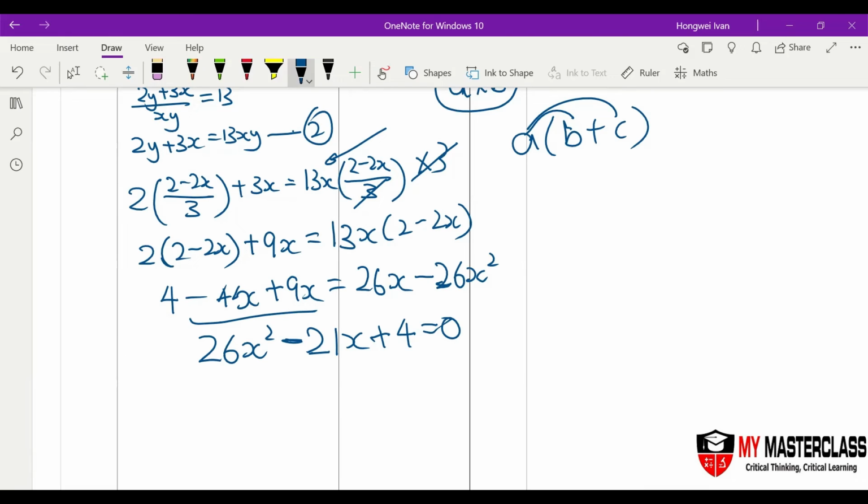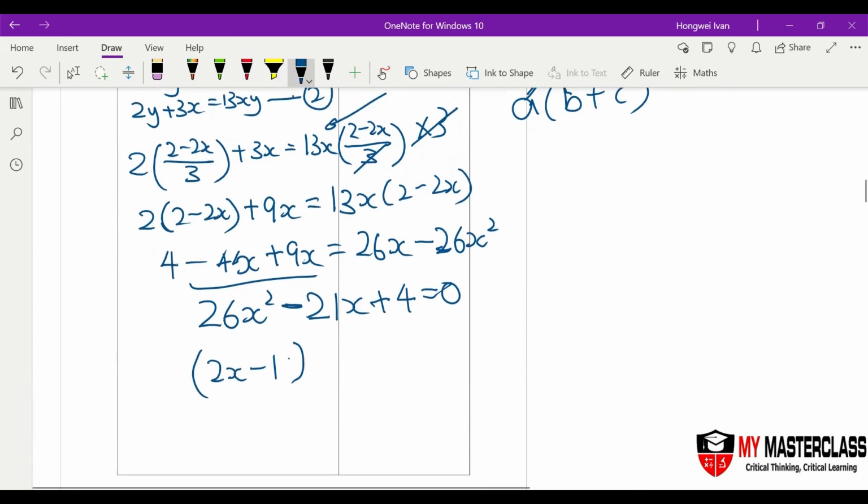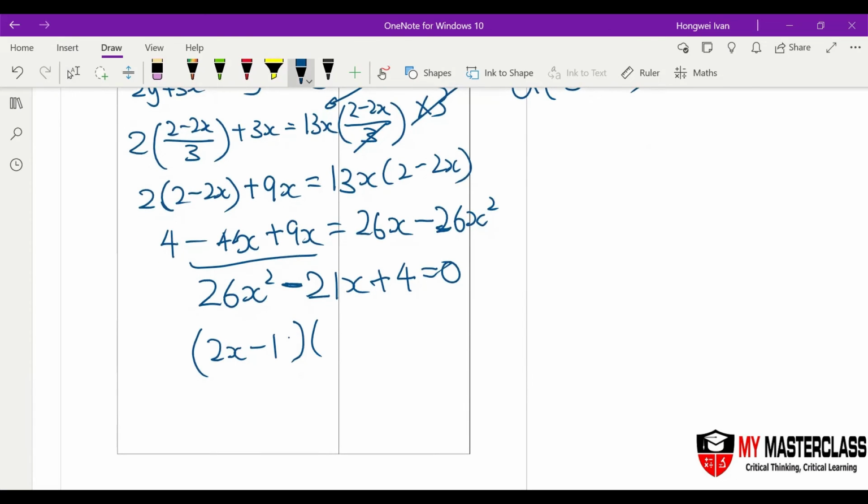Cannot be. That means both rational. That means it's just that your calculator doesn't go to decimal. Can you tell me what's the rational one? Half. 2x minus 1. Then you see, by inference, can you tell me what is the next bracket? You can. Yes, very good. 13x minus 4. Yes.